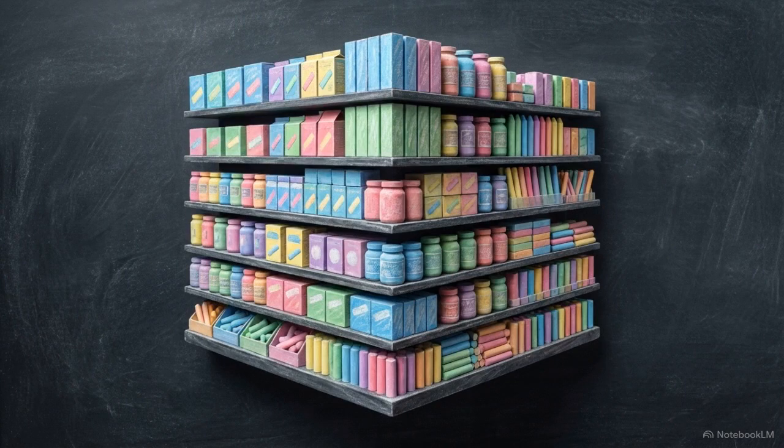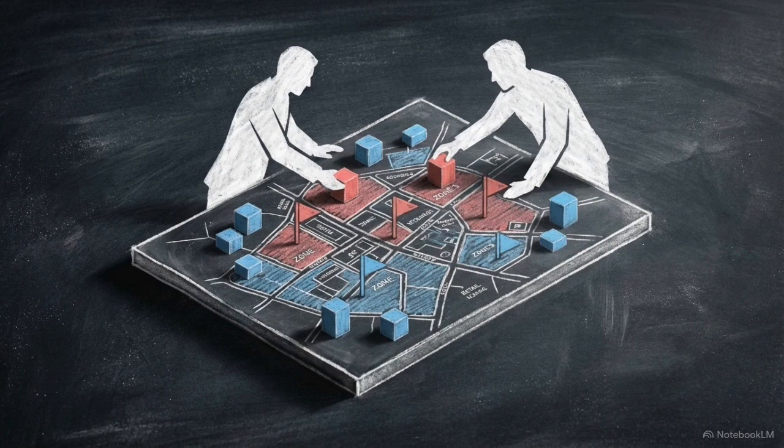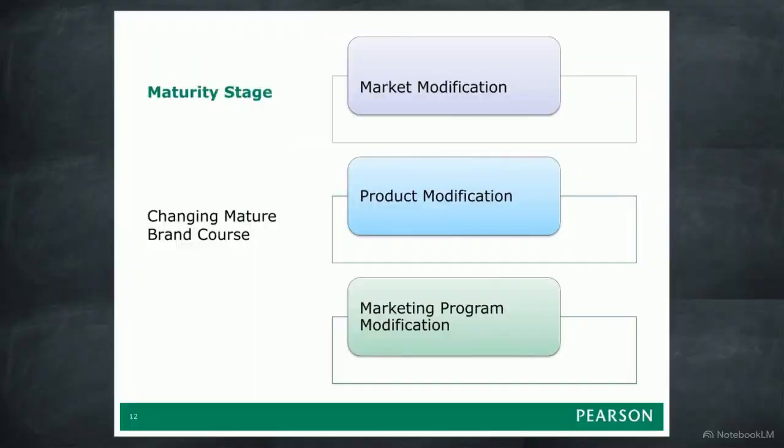As the timeline progresses, sales volume reaches a plateau. This is the maturity phase. Profit margins begin to compress here as a stable, dense group of competitors fight for the remaining customers. The strategy becomes defensive. Firms must protect their market share while extracting the remaining profit. To prevent decline, a firm must execute a mature brand course using market, product, and marketing program modifications.